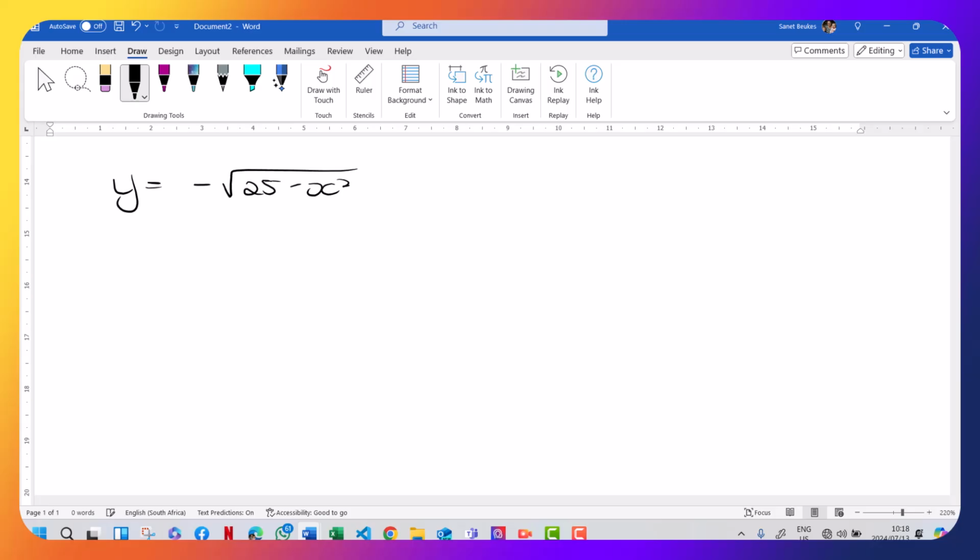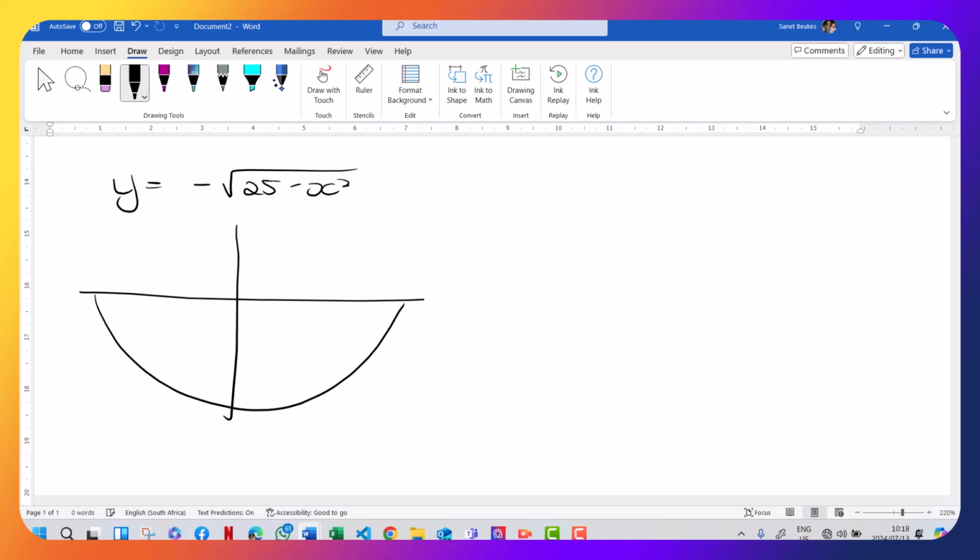Step 1, identify your equation, so that you know which one you must plot. If I look at y equal negative square root of 25 minus x squared, it tells me it's a lower semicircle. If a lower semicircle, I know my lower semicircle must look like this. Then you go to your radius squared. Radius squared is equal to 25. Radius is equal to plus minus 5.